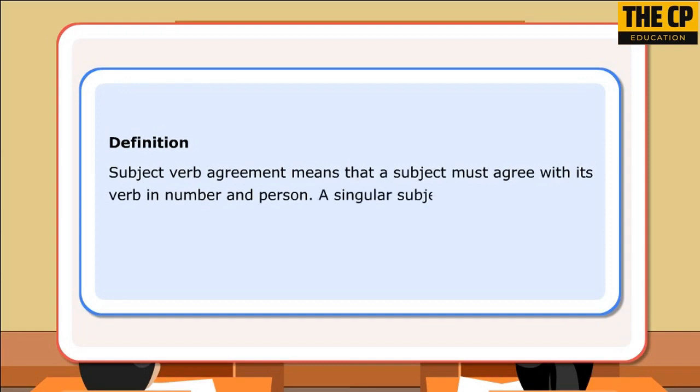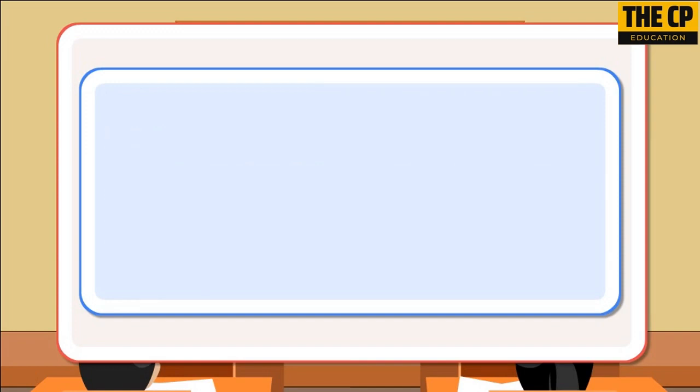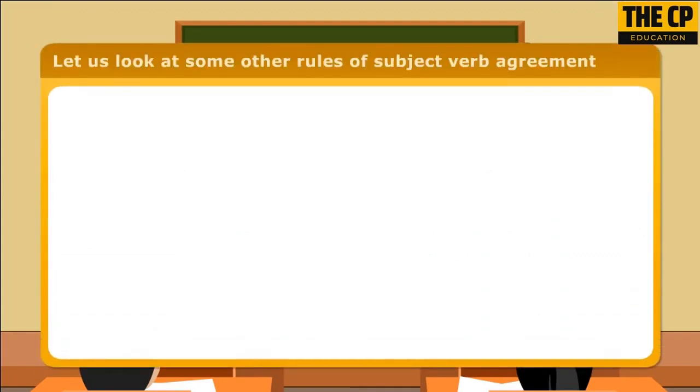A singular subject needs a singular verb. A plural subject needs a plural verb. I, we, you, and they take plural verb. He, she, it take singular verb. Let us look at some other rules of subject-verb agreement.